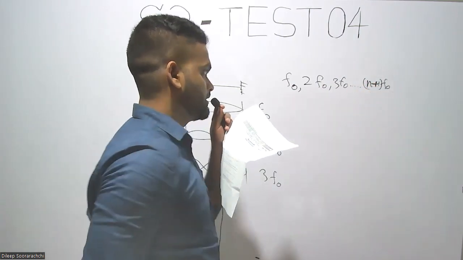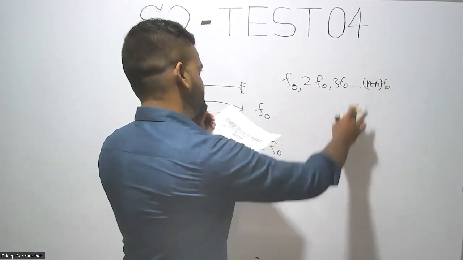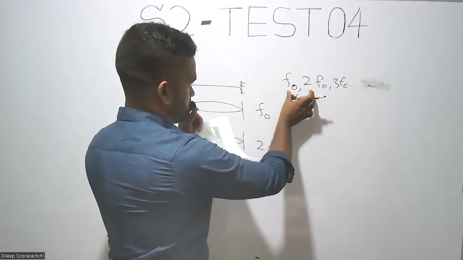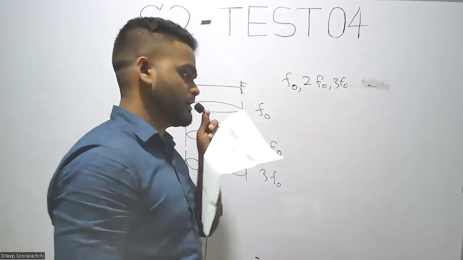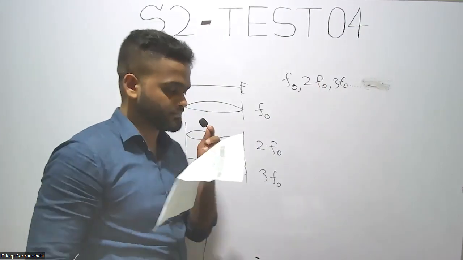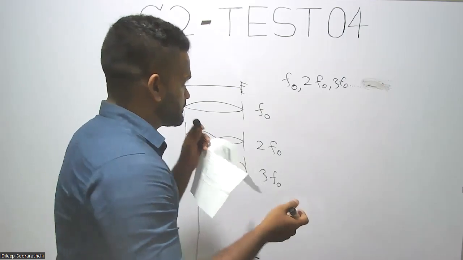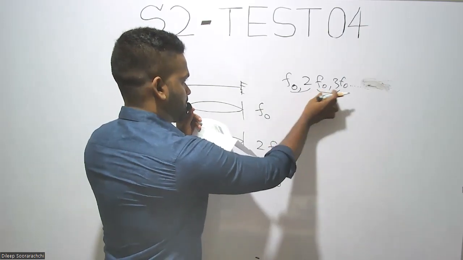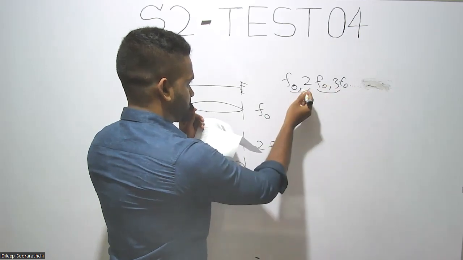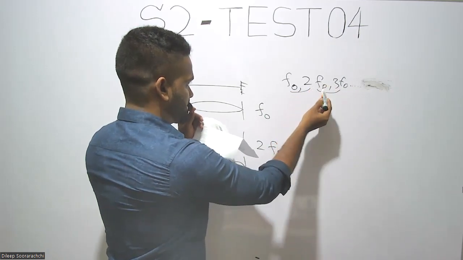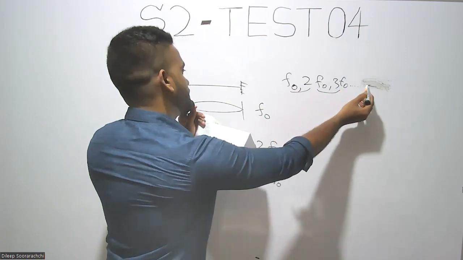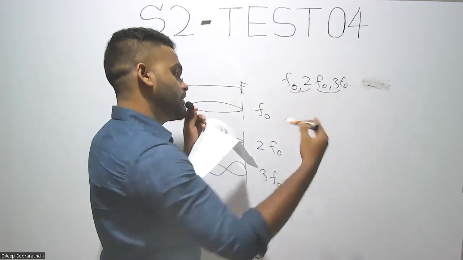So we can have this. You have to choose the pattern which relates to f naught, 2f naught, 3f naught. If you think about two consecutive harmonics or overtones, you can see the difference is always f naught. This minus this is f naught, this minus this is f naught, 4f minus 3f is also f naught.